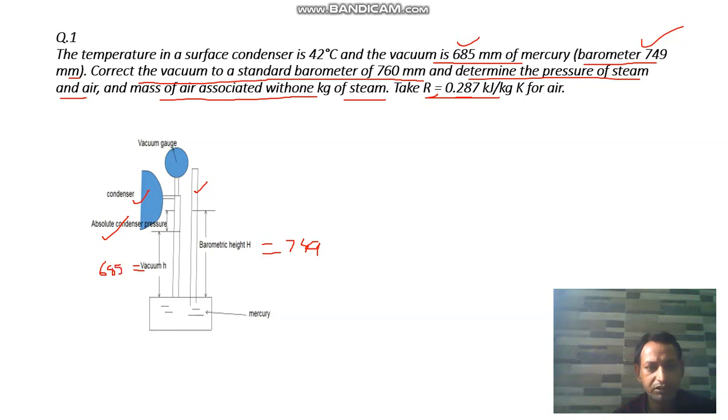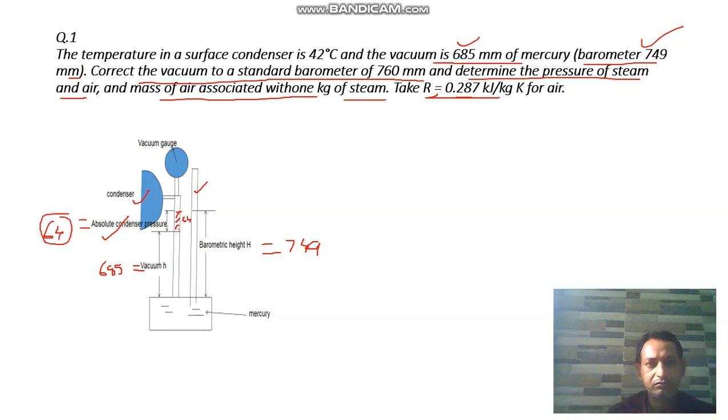So the absolute pressure is the difference between these two pressures, the difference between 749 and 685, which is equal to 64. So the absolute pressure is equal to 64 mm of mercury column.